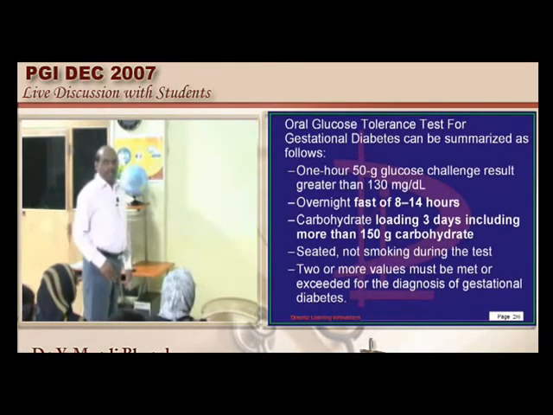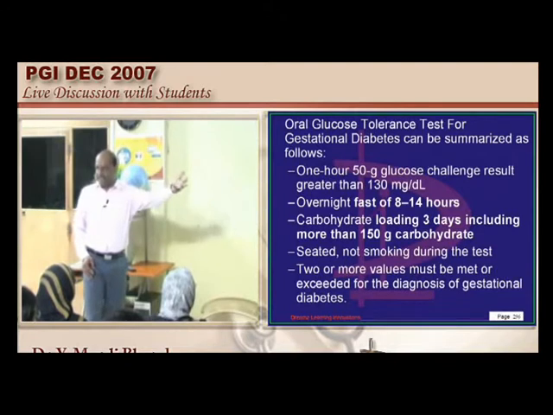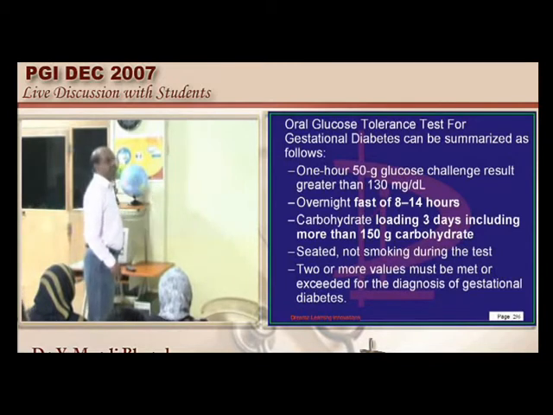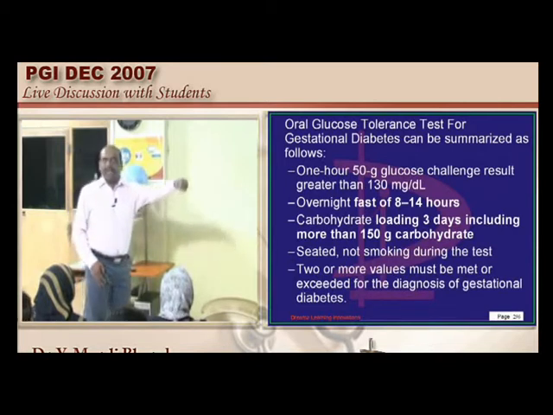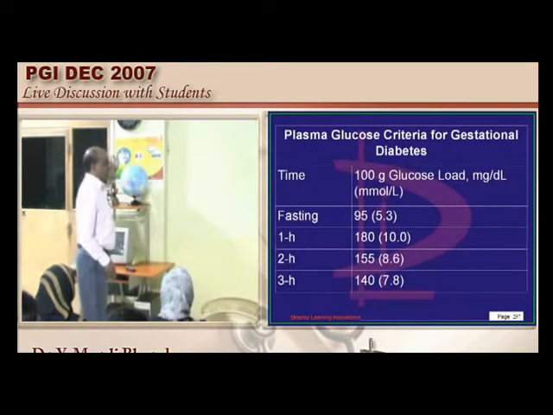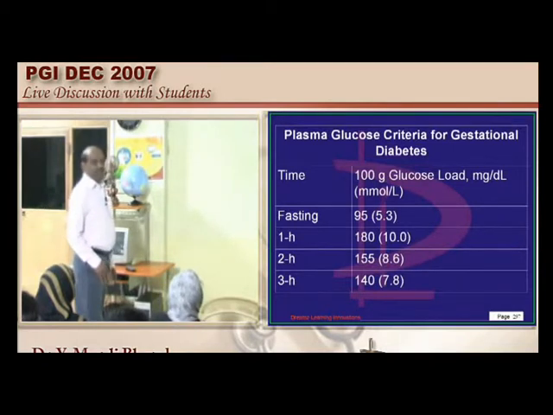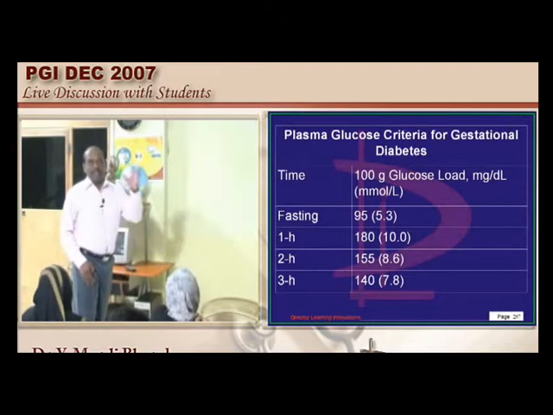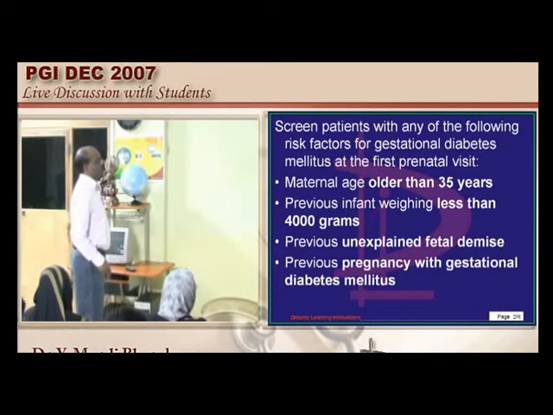If the 1 hour 50 grams glucose challenge test result is showing greater than 130 milligrams per deciliter of blood sugar, then that is the indication for you to evaluate thoroughly by continuing with the glucose tolerance test. Then you have to give 100 grams of glucose loading. After giving that, the 1 hour value which is 180 and more, fasting value 95 and more, 2 hour value 155 and more, 3 hour value 140 and more, is considered to be the criteria for the 100 grams glucose loading test. They are the criteria to define the gestational diabetes.